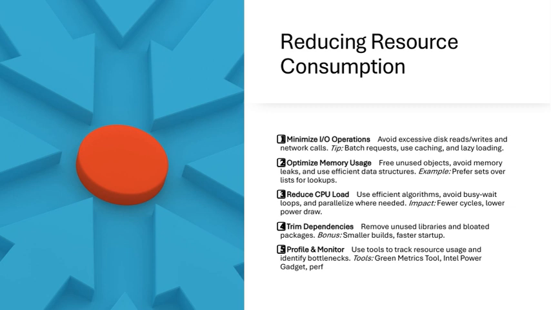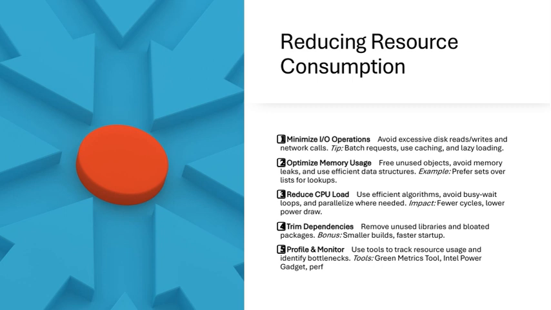Next, optimizing memory usage can make a big difference. We want to free unused objects, prevent memory leaks, and choose efficient data structures. For example, using sets instead of lists for lookups can significantly improve performance because sets offer faster search times.